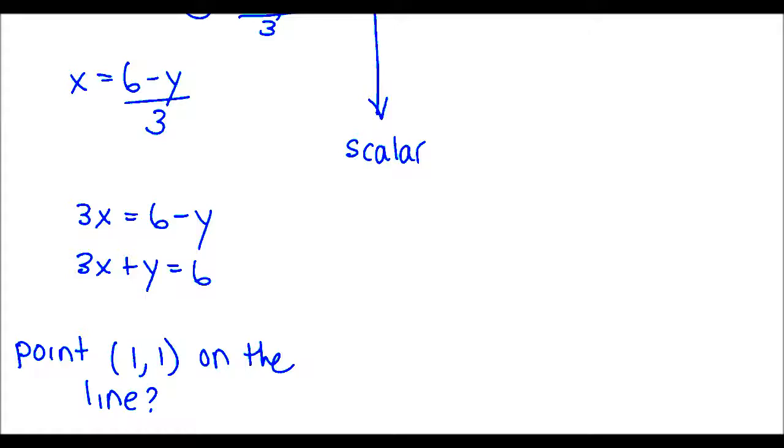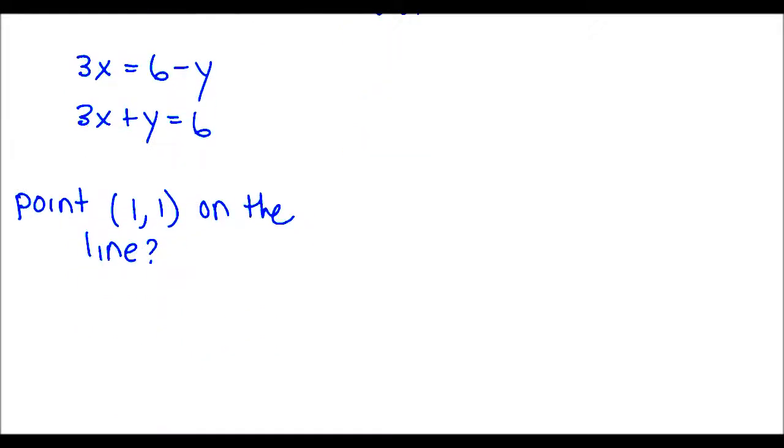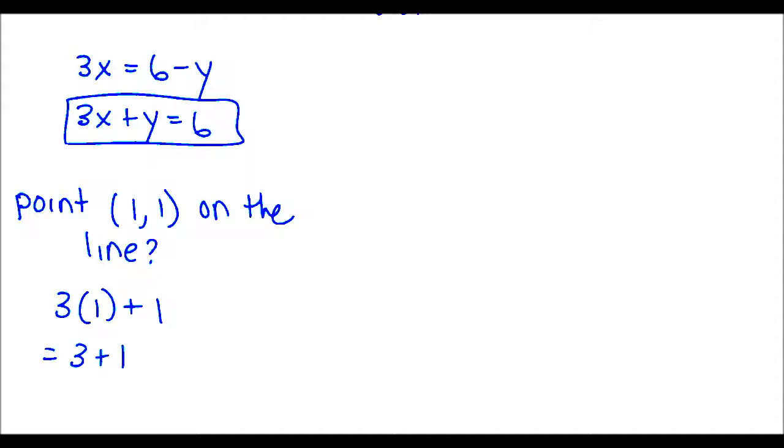Okay, so I could do it a couple ways. If I had the scalar equation, I would just sub it in and see if the left side equals the right side. So like 3 times 1 plus 1 equals 3 plus 1, which equals 4. And that does not equal 6, which is what my equation equals. So not on the line.